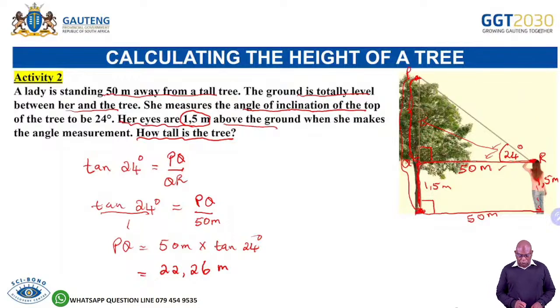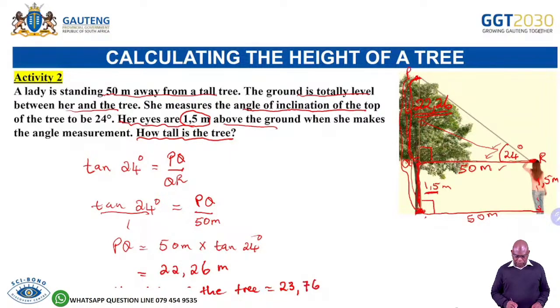So now, what should I do? Then I must write down: height of the tree will be equal to 22.26, which is the length of that. Now I must add the 22.26 to 1.5, because then it gives me the height of the whole tree. So the height of the whole tree will now be 23.76 meters. That is the correct answer.